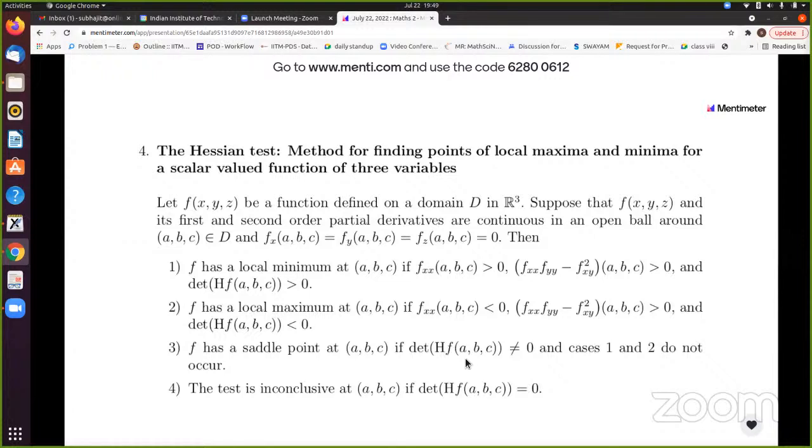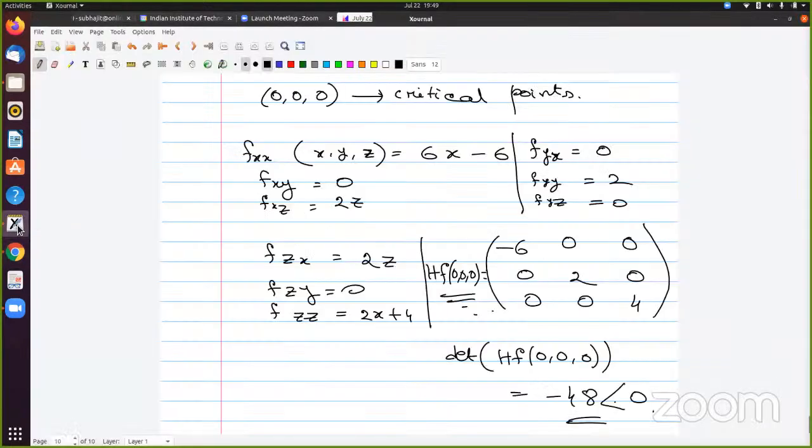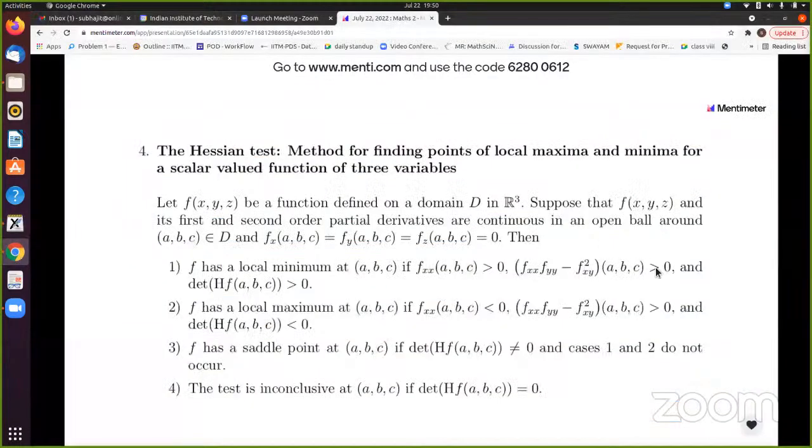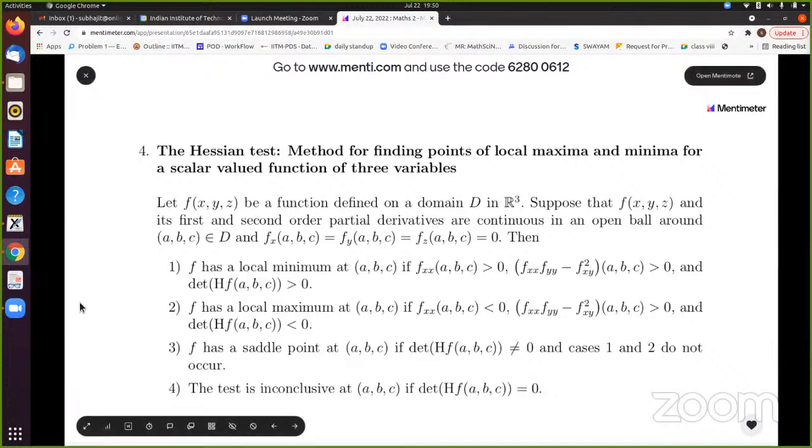The determinant is non-zero, so at least that we can get, and case 1 and case 2 do not occur. So we have to check these two cases also, whether those are satisfied or not. So basically this portion: fxx fyy minus fxy squared. So this is minus 12, right? So this is also less than 0. So these first two cases are not satisfied, but the Hessian matrix is non-zero. That means it is a saddle point. Is that clear?